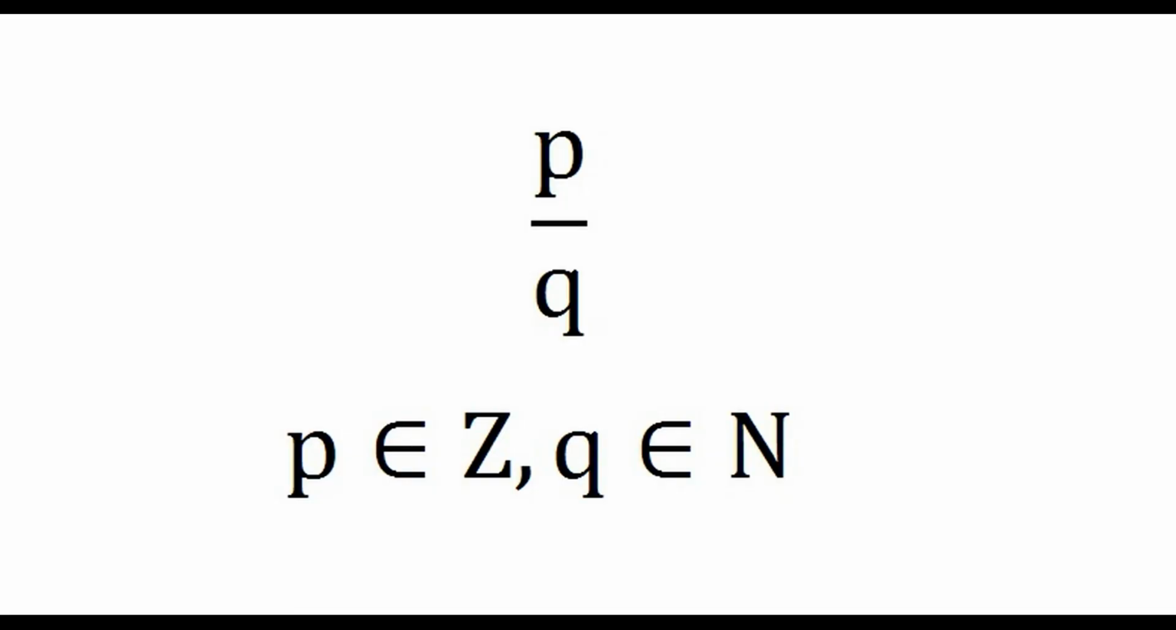That is why the condition is like this. A rational number is of the form p upon q, where p belongs to integers and q belongs to natural numbers. The collection of the rational numbers is the set of rational numbers, and it is denoted by the letter capital Q. So it can be given in this form, where Q equals p upon q, where p belongs to Z and q belongs to N, the natural numbers.